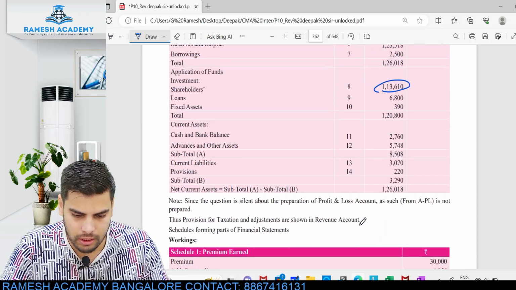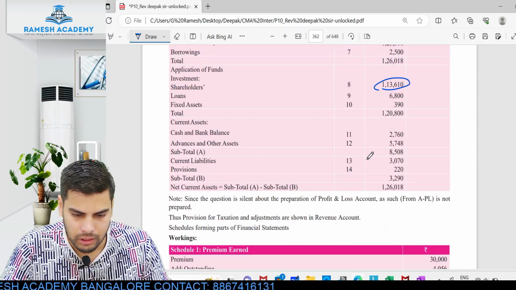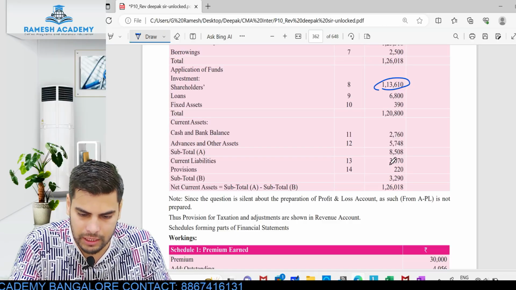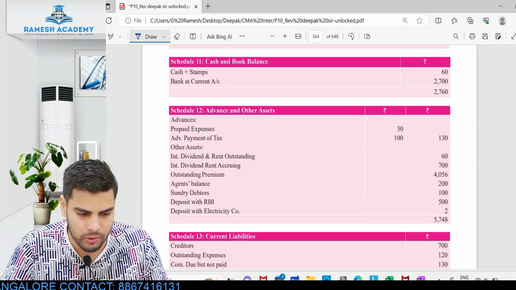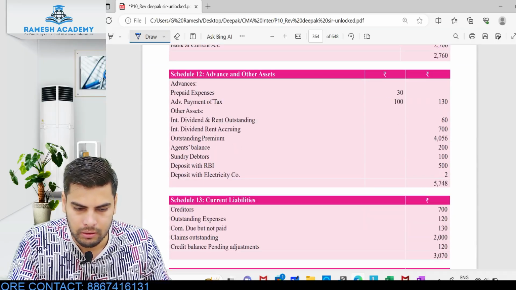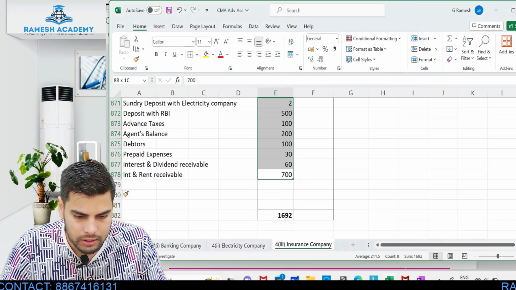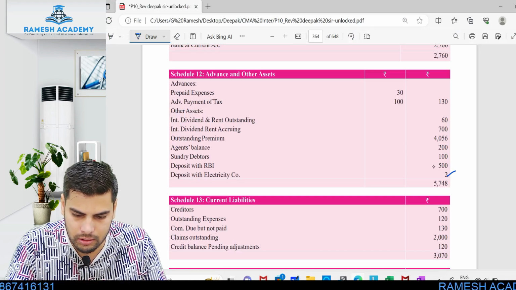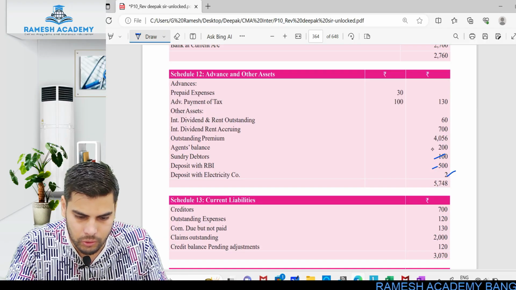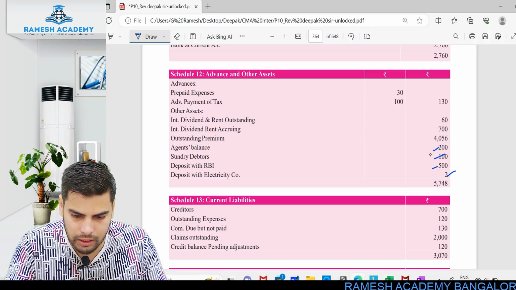So let us just check out the balance sheet. So advances and other assets, they have got 5748. Okay, so let us cross check. You would have missed out something. Okay, let us just cross check this. So 2 rupees, that is the deposit. This is done. Deposit with RBI done. Sundry debtors 100 is done. So agents balance 200. Yes, we have written that.